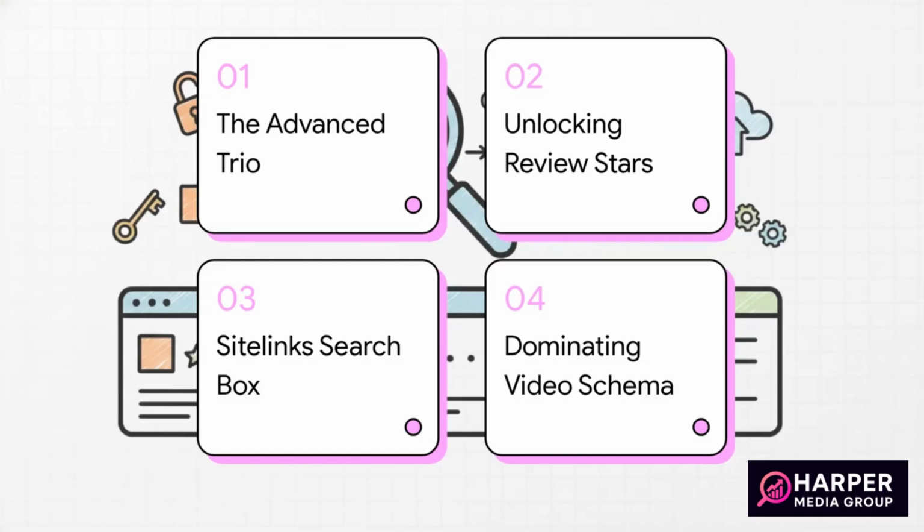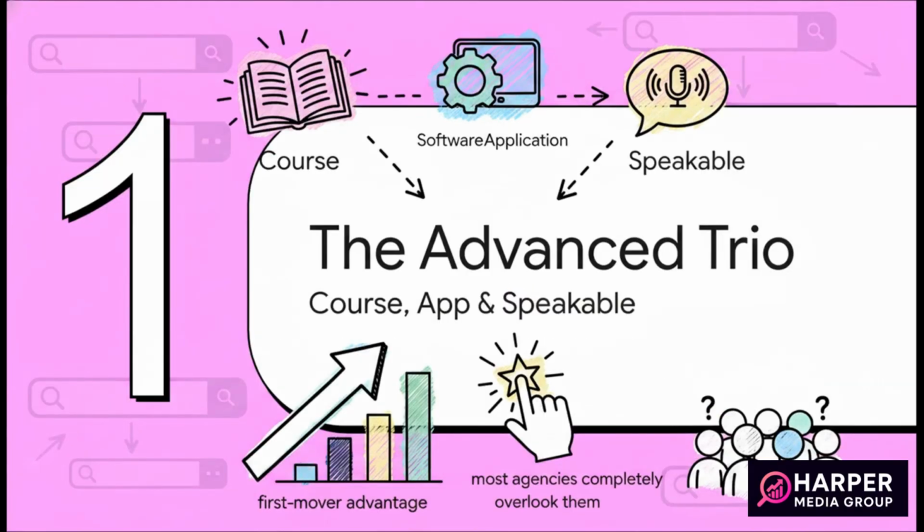Here's our roadmap for today's explainer. First, we'll cover the advanced trio. Then, we'll talk about unlocking review stars, moving right into the site link search box, and finally, dominating with video schema. Okay, Section 1. The advanced trio: course, app, and speakable schema.